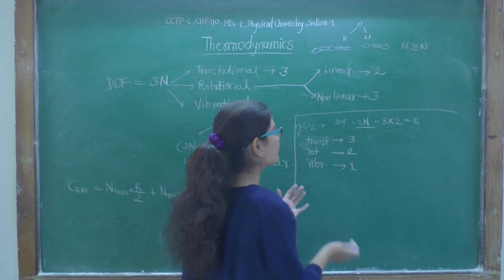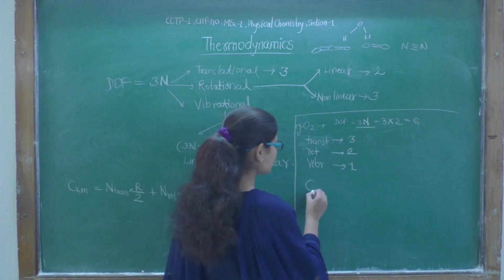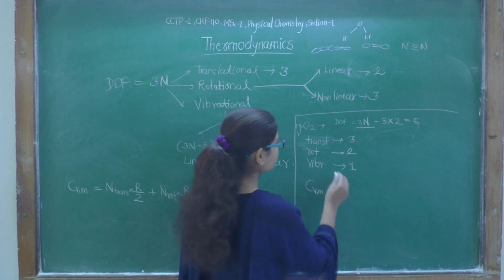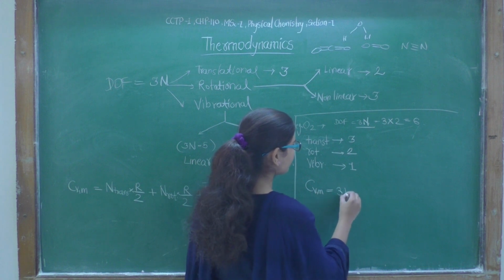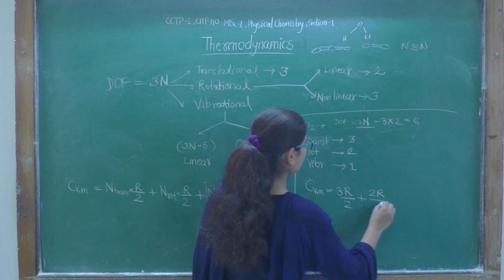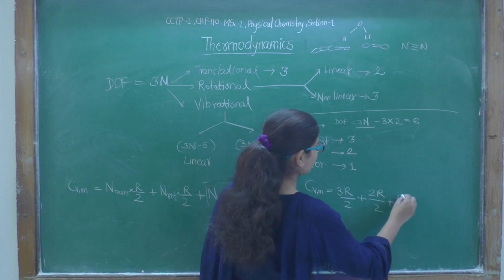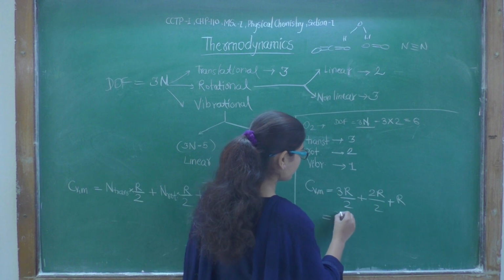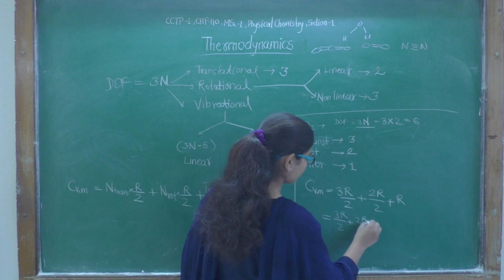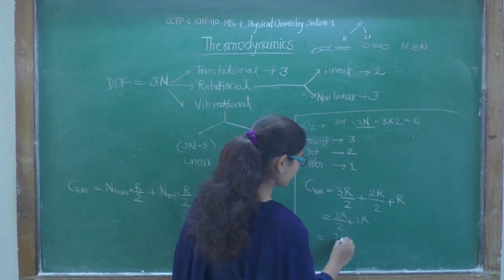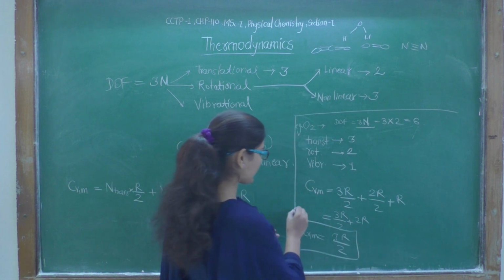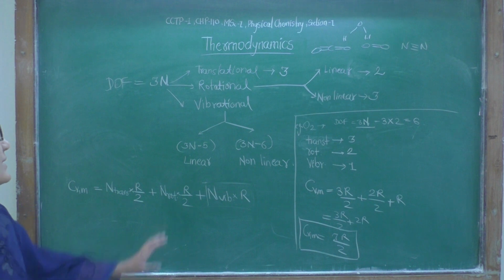Now at high temperature, its molar heat capacity at constant volume will be translational 3 into R by 2 plus 2 into R by 2 plus R. It will be equal to 3R by 2 plus 2R. It will be equal to 7R by 2. The value of CVM will be 7R by 2. Hence we have studied this whole thing.